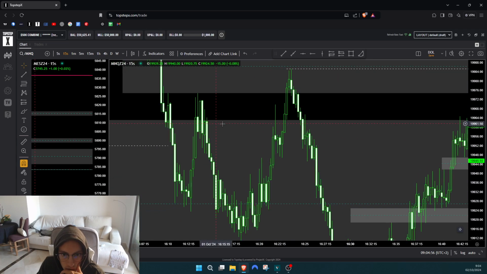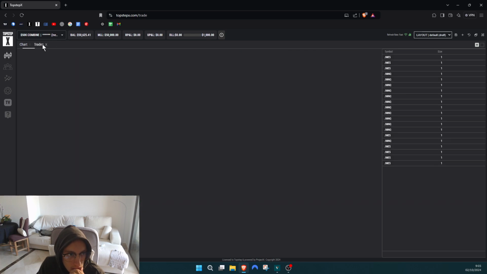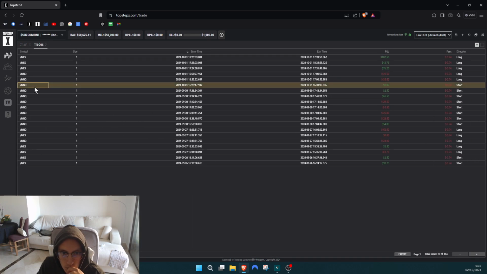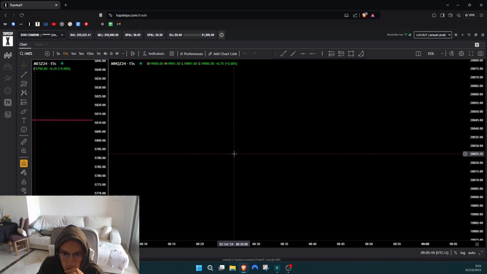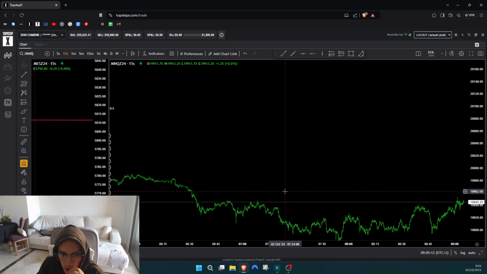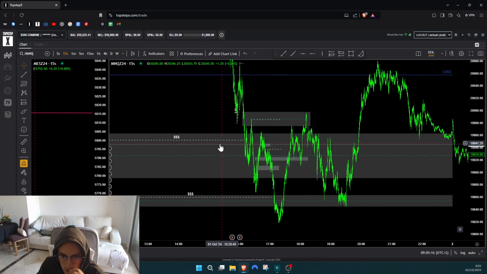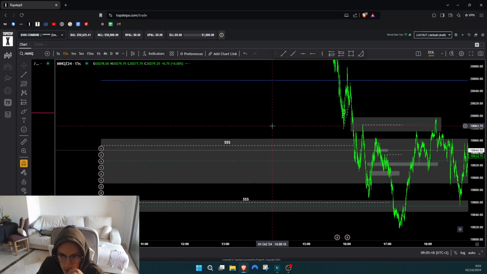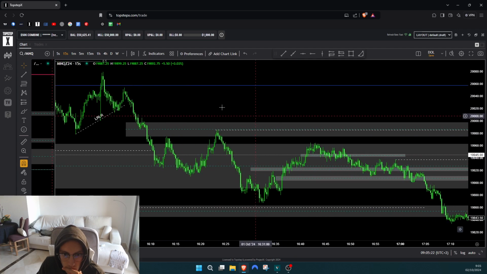So I shorted over here. Let me just check the exact time. So it was this one, 16:29. At 16:29 I tried to short continuation down to that lower liquidity zone. Just go to the right, yeah. So I missed this one and I was like, okay, let me look for another one on the smaller time frame.